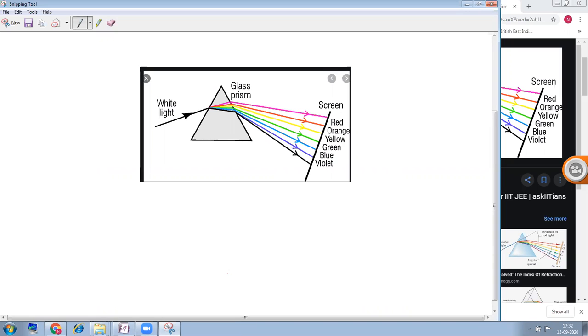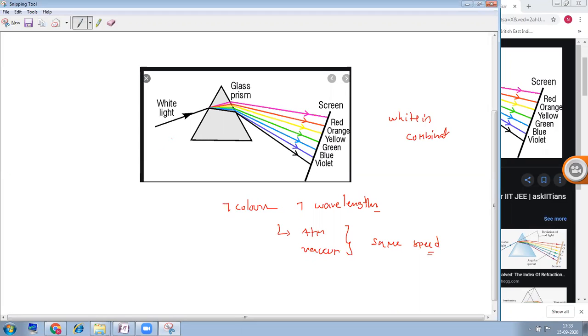Yes, I'll go back to this one. See here, white light is a combination of 7 colors. That means these 7 colors have 7 different wavelengths. In the case of atmosphere or vacuum, all 7 colors will travel with approximately the same speed. That's the reason we are unable to see the separation of the colors.